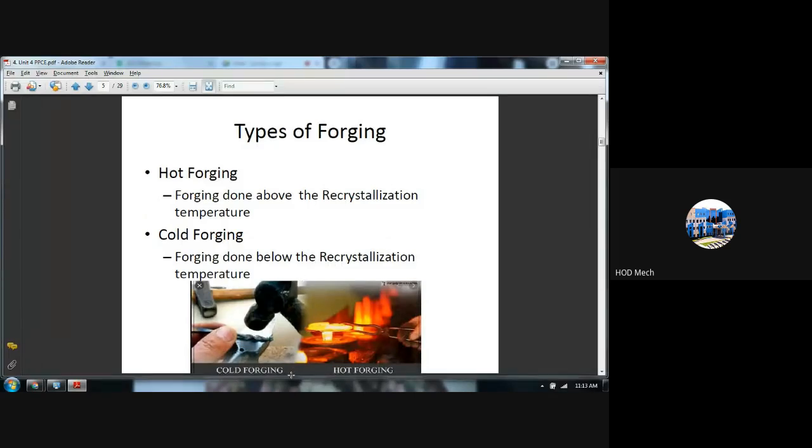Now in this slide, you can find two images. In this case, you can find that cold forging is done in a normal process, right? They change the shape. In hot forging, look, they raise the temperature, bring it to red hot condition and then do the forging, then it is called hot forging.